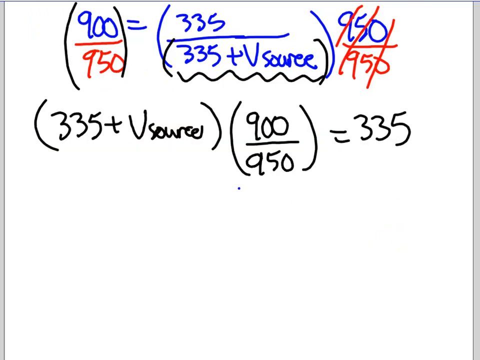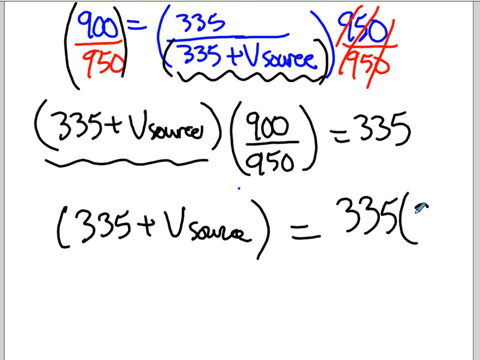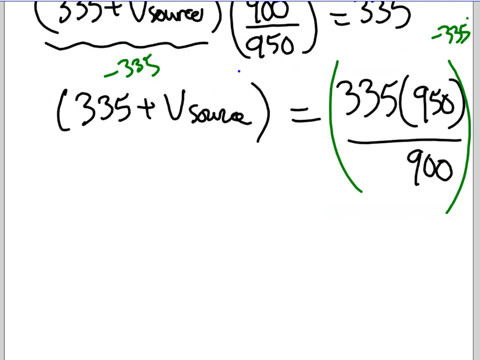Okay, now once we're at that stage, if you want to say cross multiplying, you can. We're not going to touch this bracket just yet though. This is 335 V source. And then the other side we can do some cross multiplying. Okay, and then the last step you'll subtract 335. This is all one piece. You'll subtract that from both sides, and we should end up with a V source.